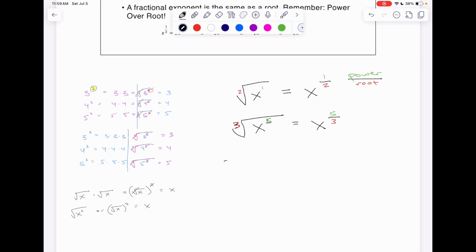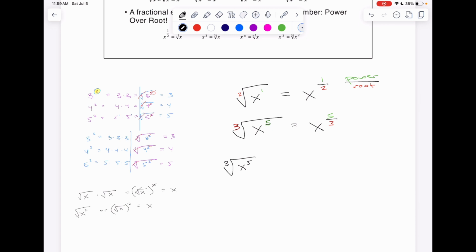So say I had that lovely cube root of x to the 5th times the 5th root of x to the 2nd. And I'm like, well, how would I simplify this? I don't know, this is super confusing. Well, let's remember, we can write that as a fractional exponent. Power over root, so x to the 5 over 3 times x to the power over root, 2 over 5.